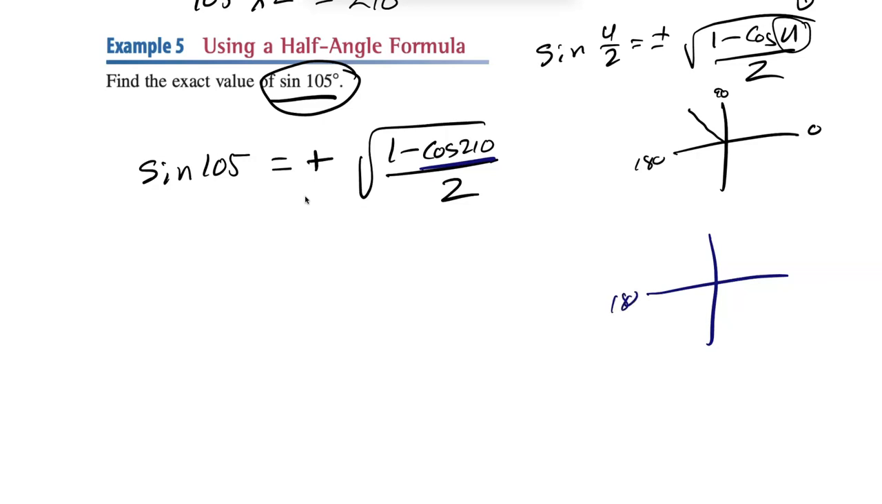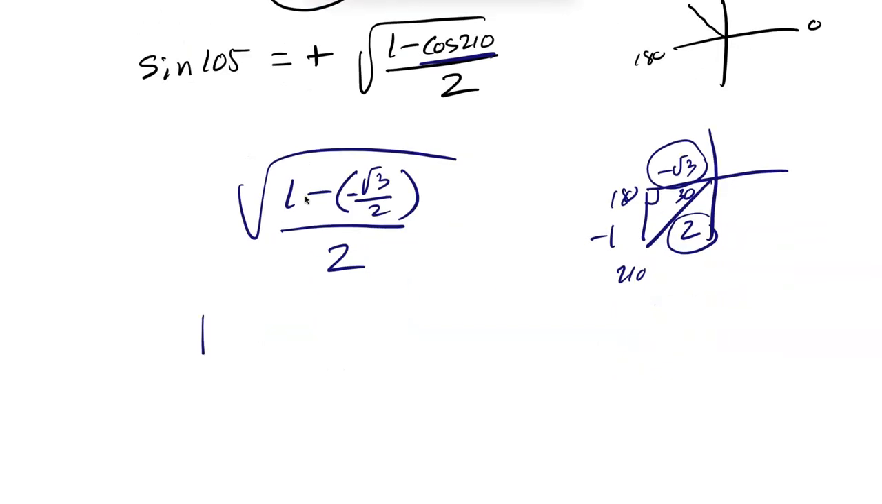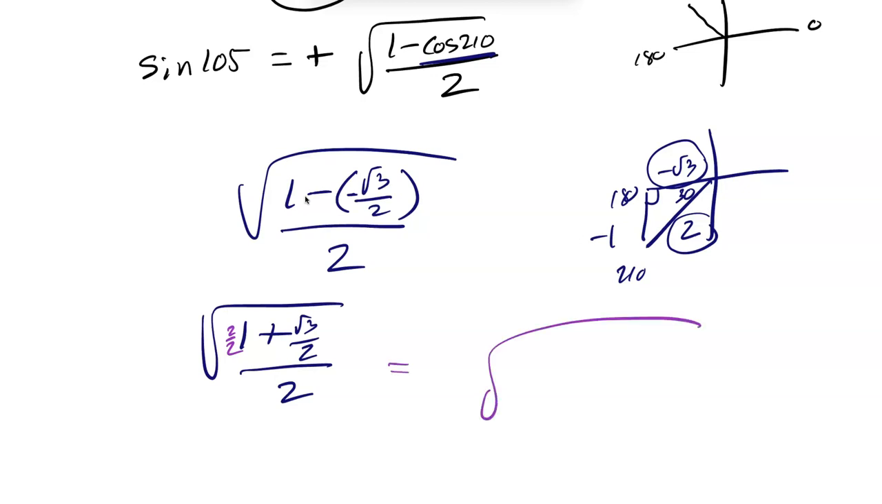Here's 180. 210 is going to be over here. That is a 30-degree angle. So it's negative, 1, radical 3, and 2, because you're going down. Cosine, SOHCAHTOA, is radical 3 over 2. So 1 minus negative radical 3 over 2, all over 2. And then we can simplify this. That's the same thing as 1 plus radical 3 over 2. Common denominator. So we get the square root of 2 plus radical 3 over 2.